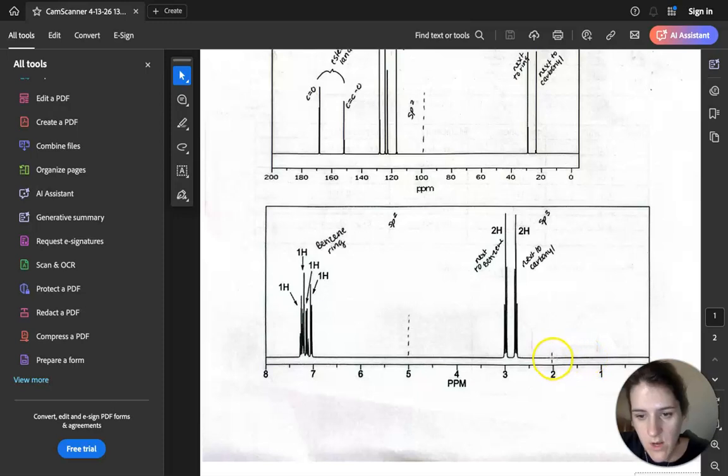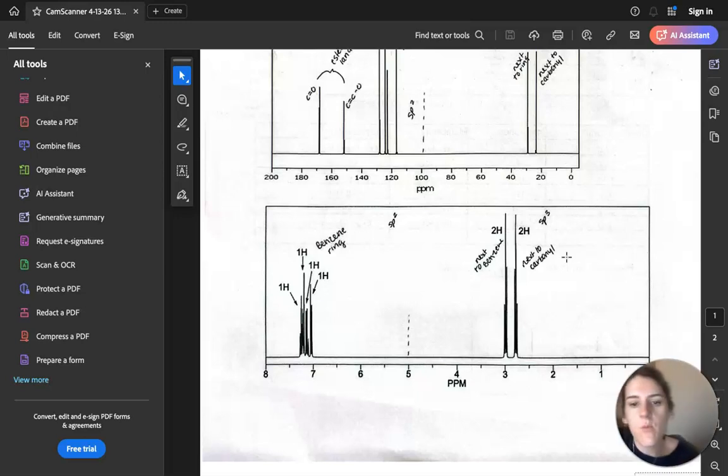So on our HNMR, anything below 2 is going to be my simple C-H region. 2 to 3 is my carbonyl region. Here I have two signals, and they both have 2 hydrogens on them, so CH2, CH2. It looks like they are both triplets. It's hard to see, 1, 2, 3, 1, 2, 3. But it looks like they both have 2 hydrogen neighbors.